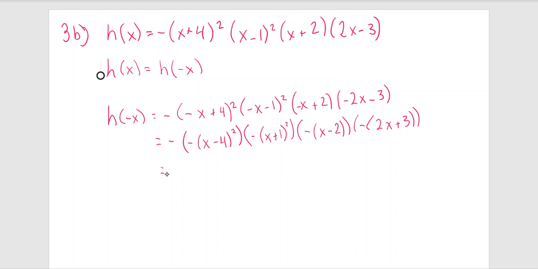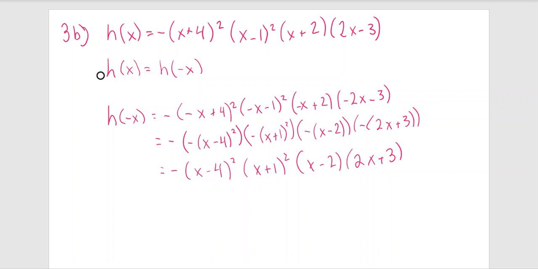Looking good. Okay, and then what happens here is the signs. So we have a negative and a negative will give us positive. This negative and this negative will give us positive. So we're stuck with a negative outside. And we have (x + 1)² and (x - 2) and (2x + 3).